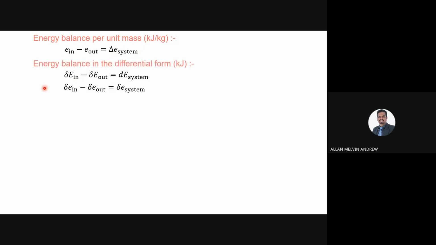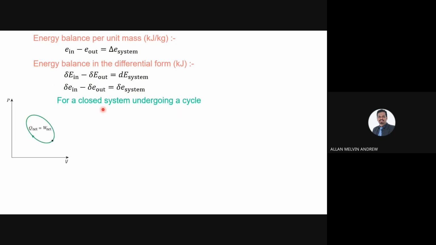And then you can have it in differential form. Differential is like a small difference, so it's practically the same. So the change in energy in minus the change in energy out equals the change in energy of the system, and this is per unit mass.